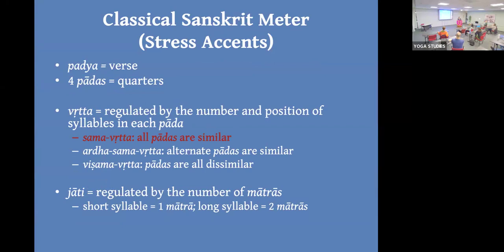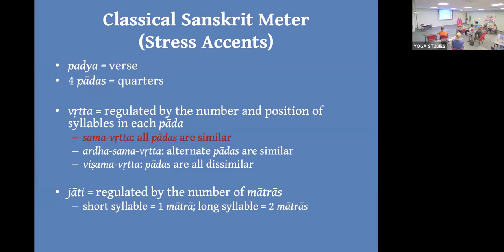Each verse is called a padya, and each verse is divided into 4 padas or quarters. And I will explain what this means when we look at a verse, for those who are not familiar with this. But we generally have 4 padas. The word pada also means foot. So these verses have 4 feet. And the majority of verses are regulated by this thing called vritta.